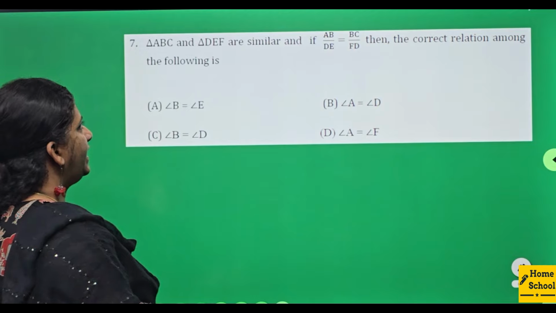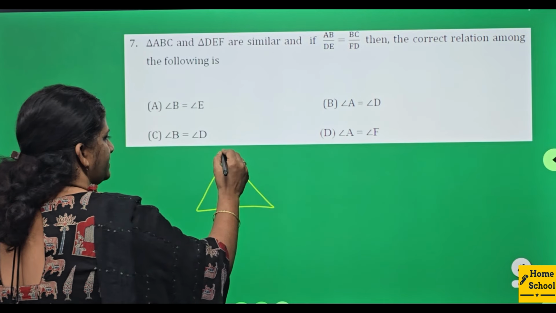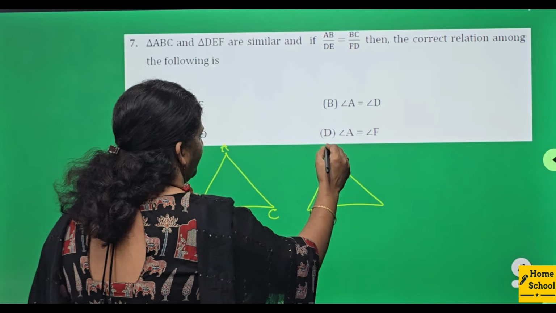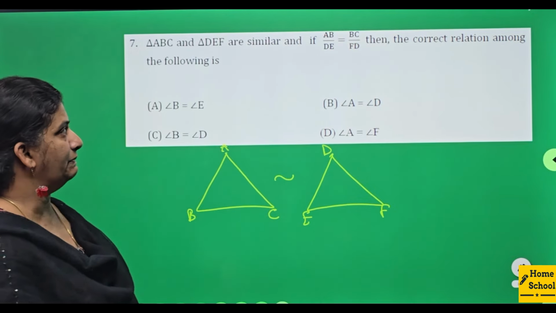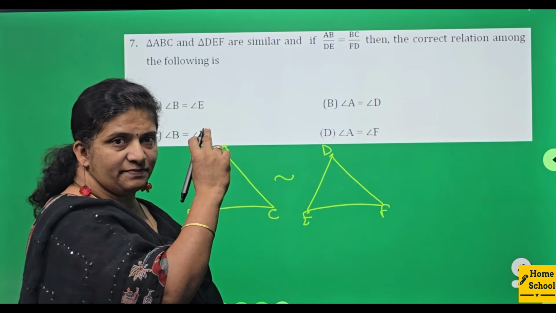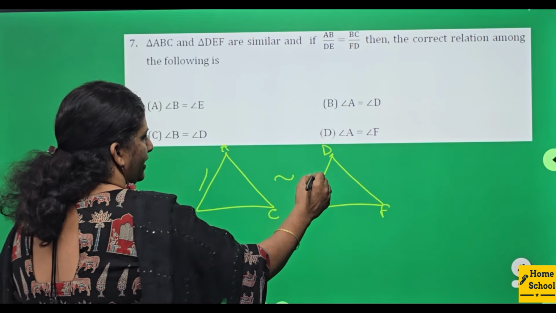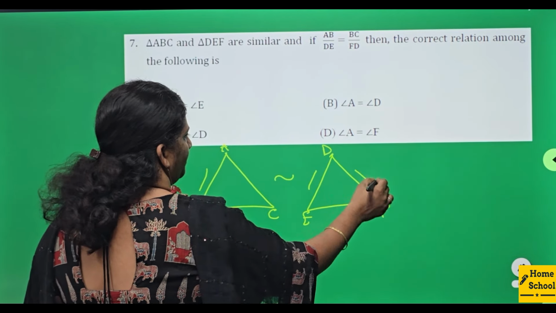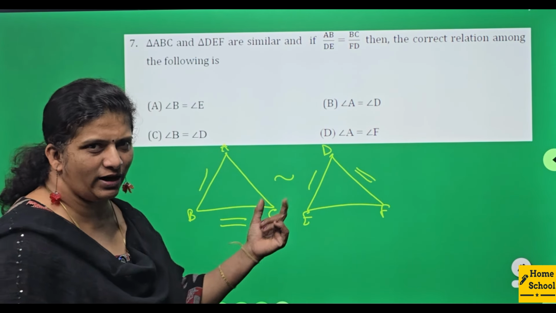Seventh one, triangle ABC and triangle DEF are similar. Take two triangles, A, B, C and another triangle DEF. These two triangles are similar. And if AB by DE, see, corresponding sides proportional given. Which are the corresponding sides here? AB, DE. Okay. BC by FD. Right? For understanding purpose, I have written here one line and two lines just to observe.